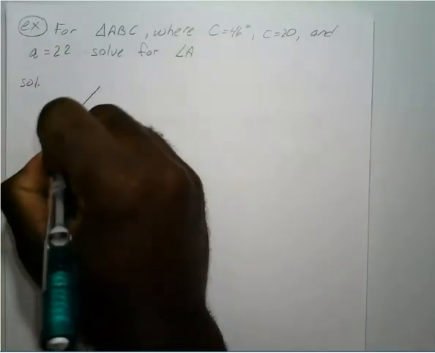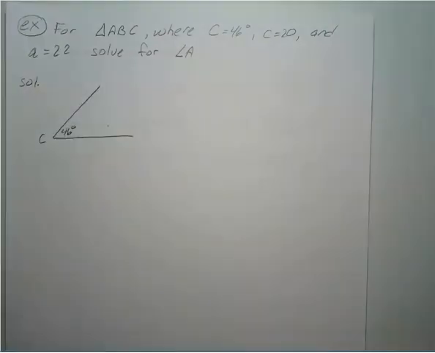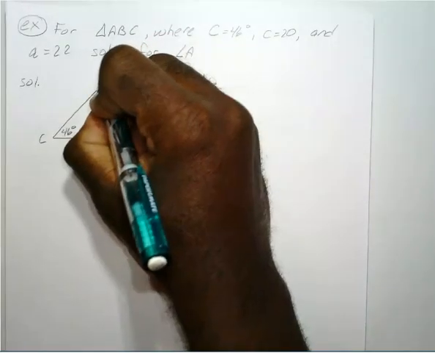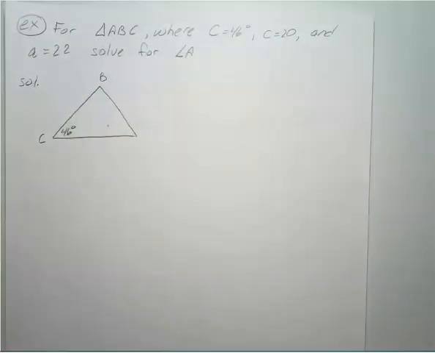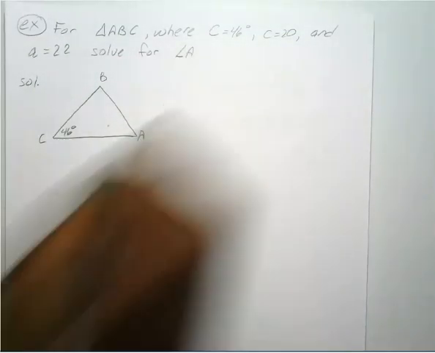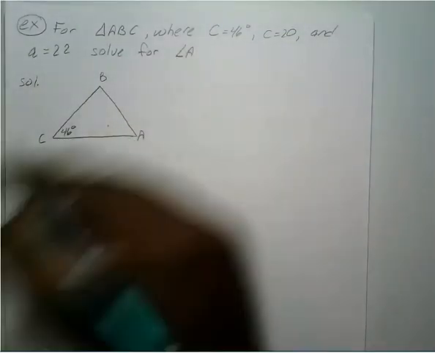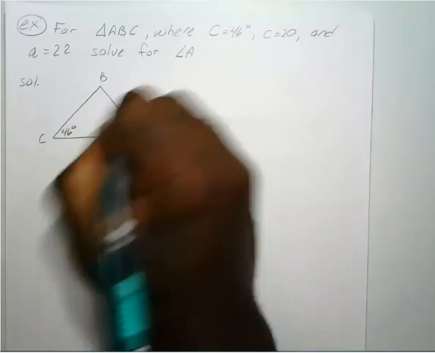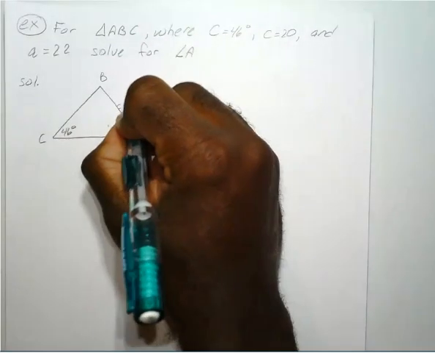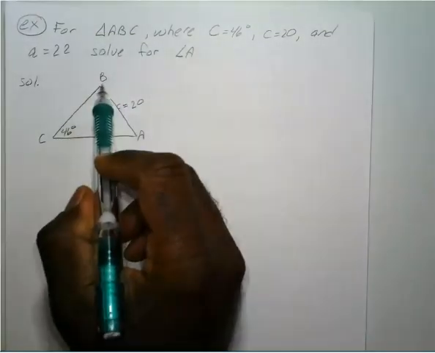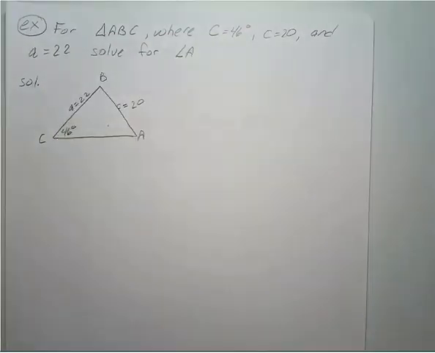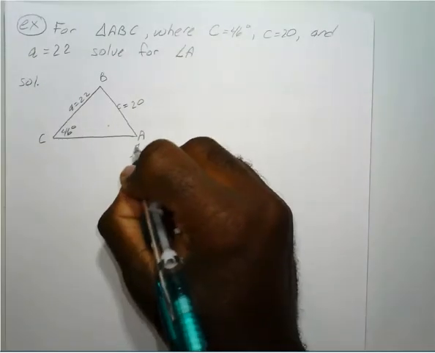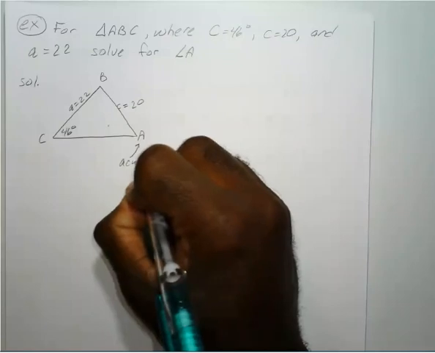Okay, so we know the angle C is 46 degrees. Let's say we make this angle B, and this is angle A, which is what we're solving for. Remember, side C is opposite angle C, which is 20, and side A is opposite angle A, so this is 22. Okay, now this gives the possibility that A is an acute angle.